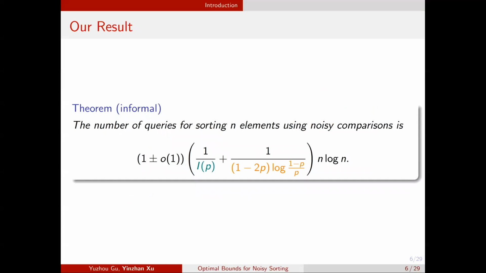Our main result is a tight bound, up to lower-order terms, for the number of queries needed for sorting n elements using noisy comparisons. And our bound is roughly (1 over IP plus 1 over (1 minus 2p) times log((1 minus p) over p)) times n log n.